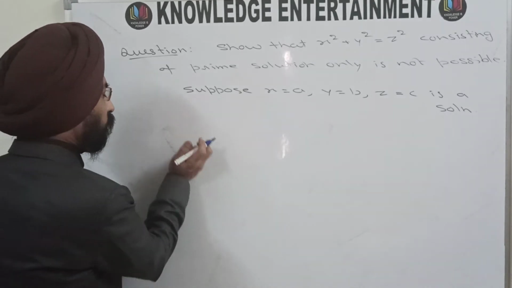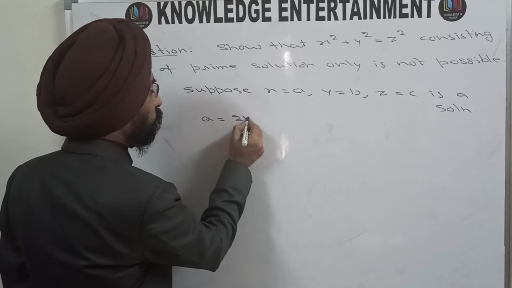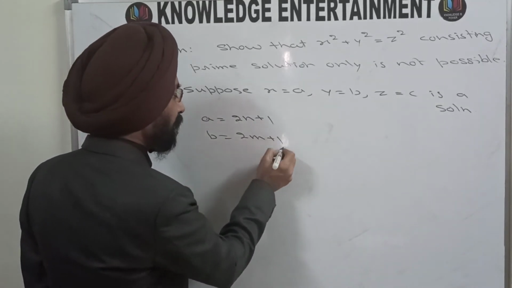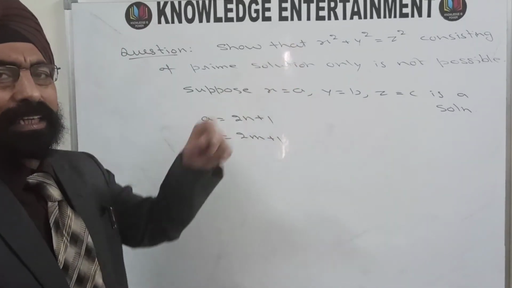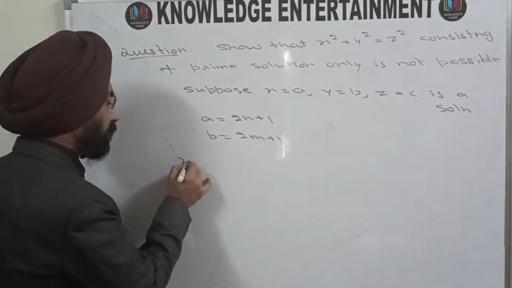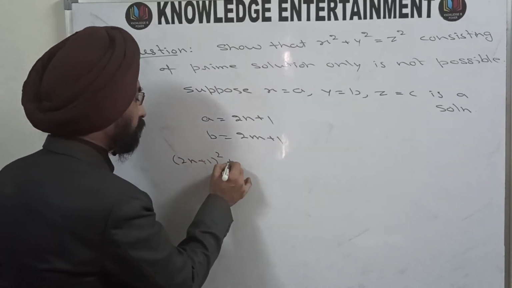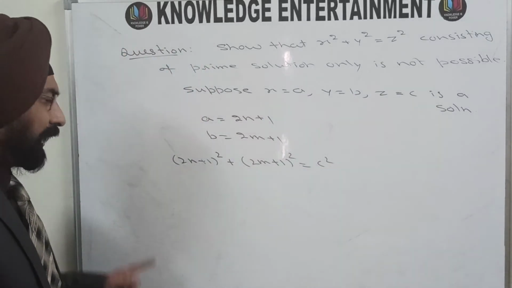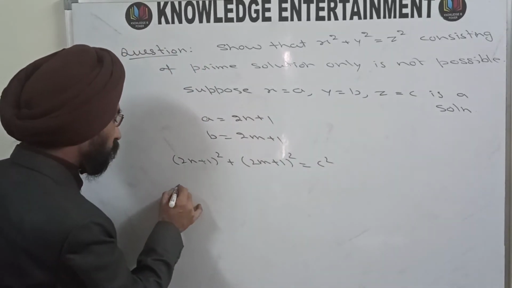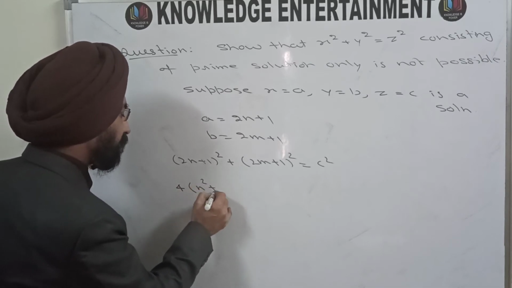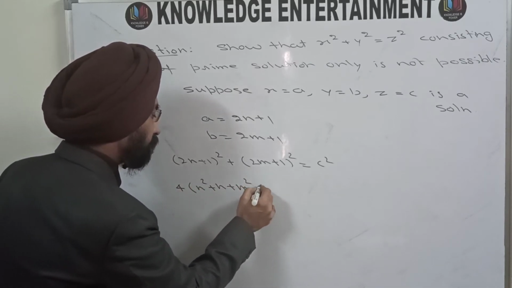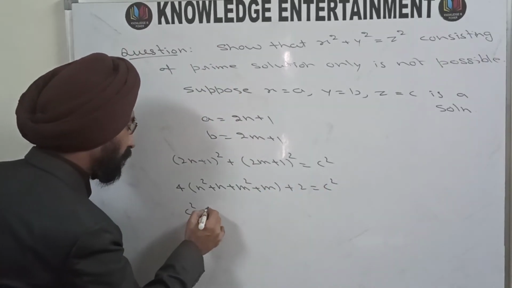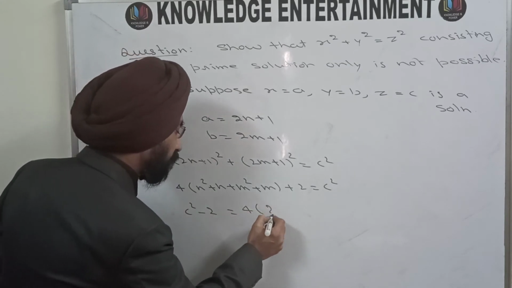So that means A is odd. And if A is odd, you can write A is equal to 2n plus 1. B is also odd. You can write B is equal to 2m plus 1. And substitute these values of A, B, C there in A square plus B square is equal to C square. You will get (2n plus 1) whole square plus (2m plus 1) whole square is equal to C square. And what this will give you is 4 common, n square plus n plus m square plus m, plus 2 is equal to C square. That means C square minus 2 is 4 times something.